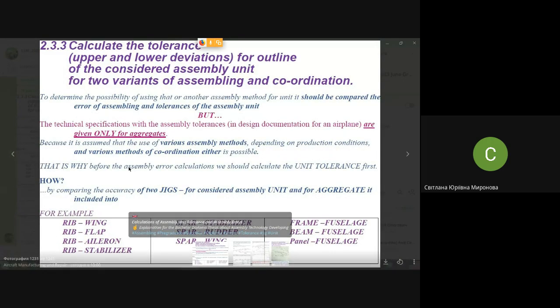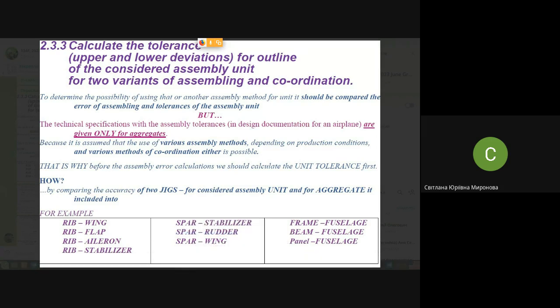Before assembly error calculations, we should calculate unit tolerance. Well, people, usually I use an example. Imagine that you are working and getting your salary. Salary is like a tolerance for your living. You can't get more, only if you steal somewhere, do forgive me, or if you inherited money from someone else. So you have a tolerance, and inside of this tolerance, your salary, you should live during the month. Is this example, this analogy, clear?